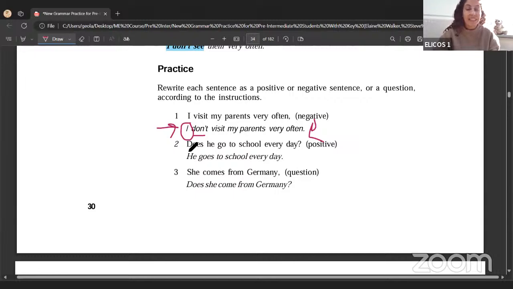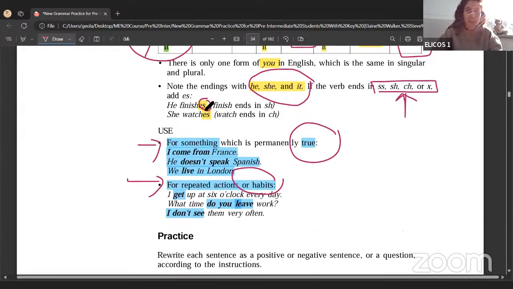It's a question. Does he go to school every day? So we know we need to use does because the subject is he, she, it. So does he go to school every day? It's asking about a habit, a routine. And I want to make it a positive. So I want to give you true information. I say he goes to school every day. We know when we do he, she, it, we need to add the S to our action words, but be careful. Sometimes it's an ES, as we saw before.